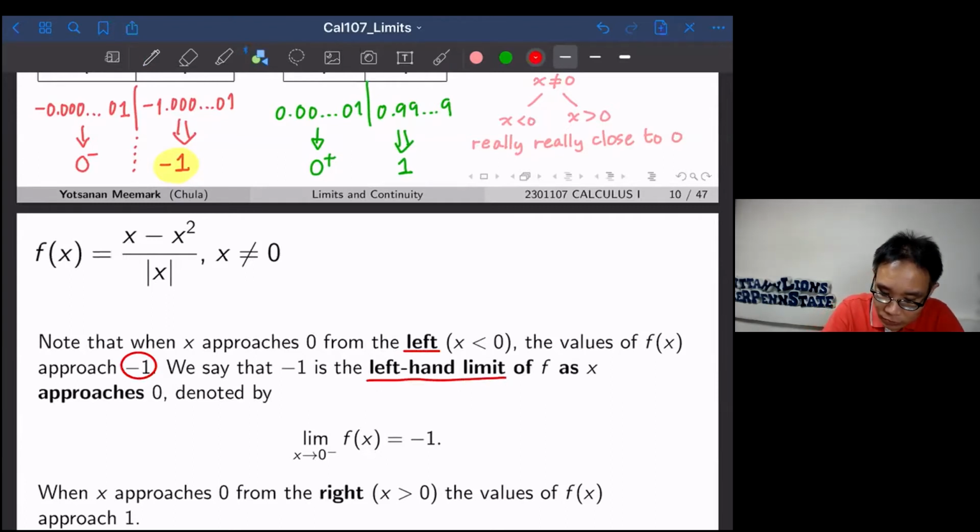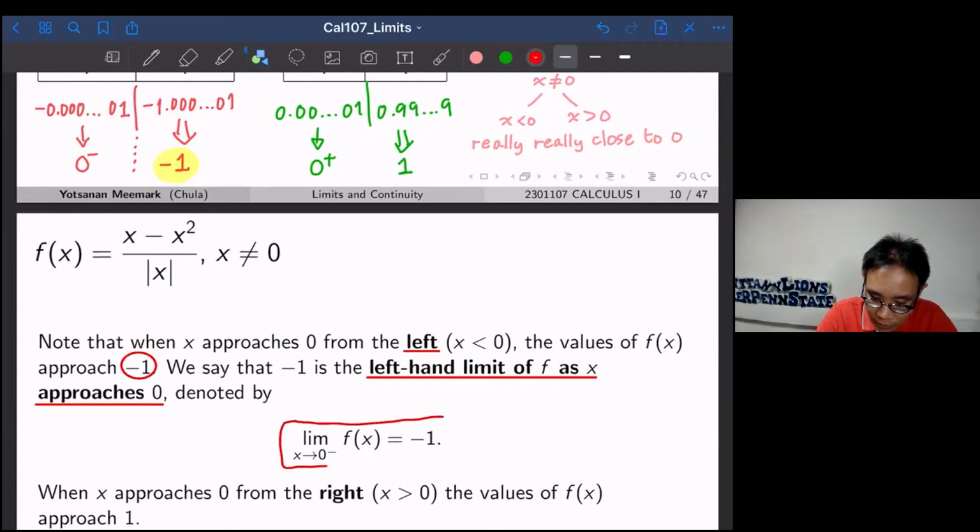So in this case, we say that negative 1 is the left-hand limit as x approaches 0. This is the definition. The notation we shall use is the limit as x goes to 0, with 0 having the superscript negative sign, in order to indicate the direction that we are approaching from the left side. The left side in this case means x less than 0.